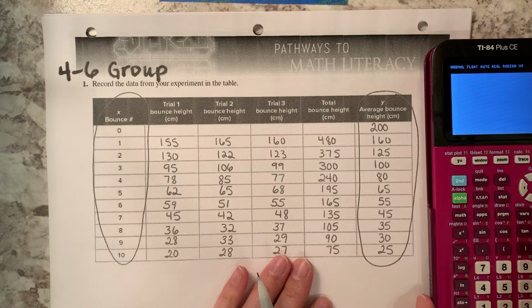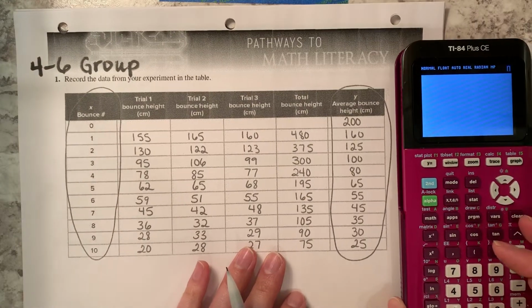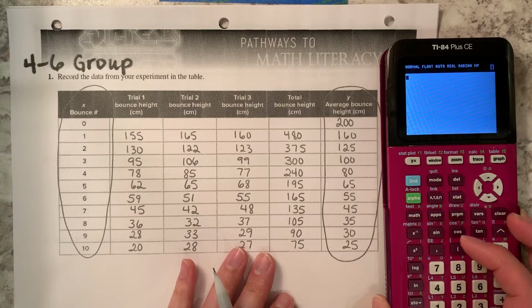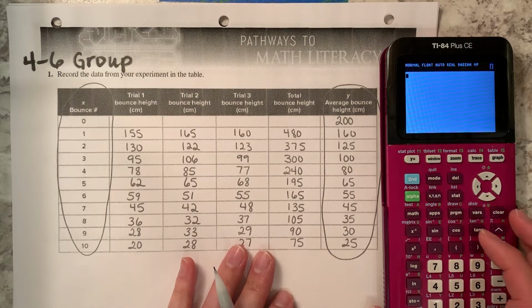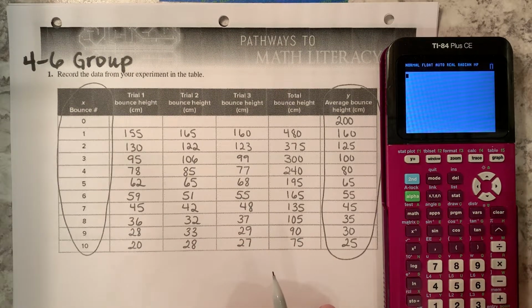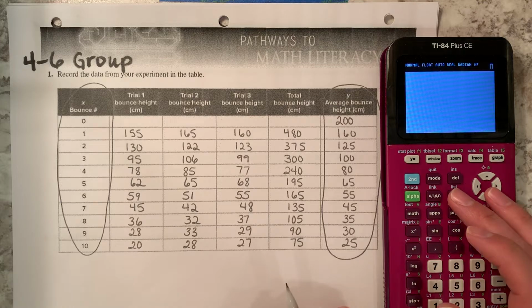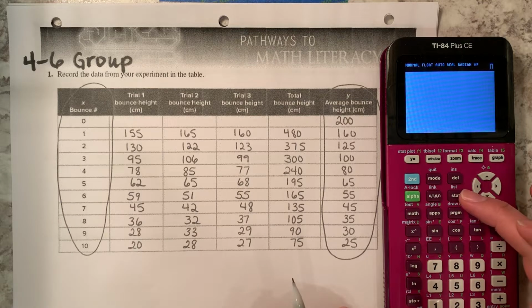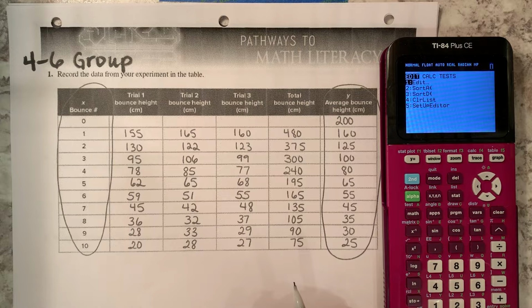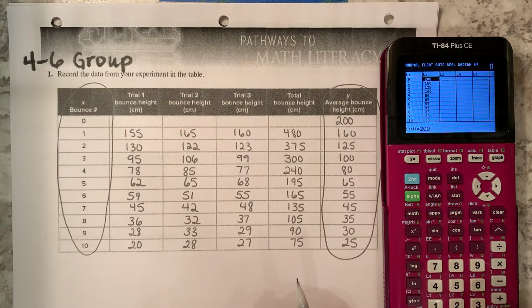We need to take these numbers and enter them into our L1 and L2 under stat. We've done this a few times, so hopefully I can move quickly through the steps. But again, feel free to pause the video if I go too fast. So go ahead and press your stat button, and we want to edit, so press enter. And I've already entered the numbers in my L1 and L2 to make the video go a little bit faster. So pause the video if you need to enter your data.